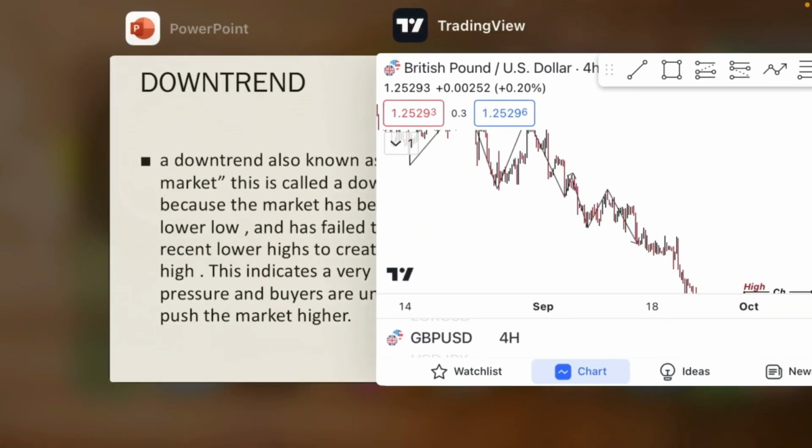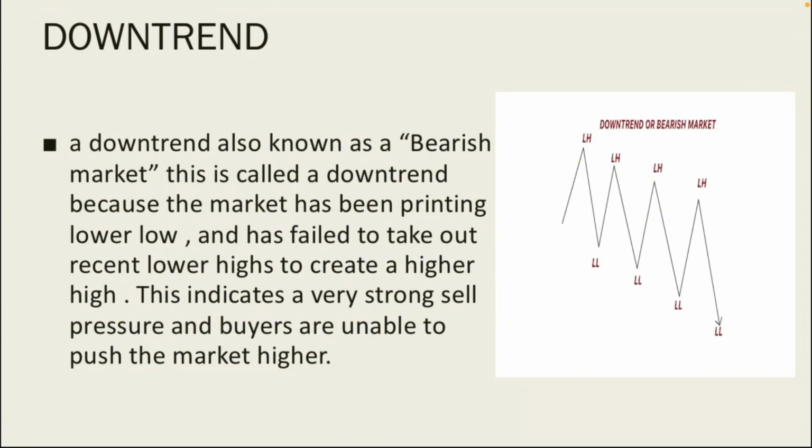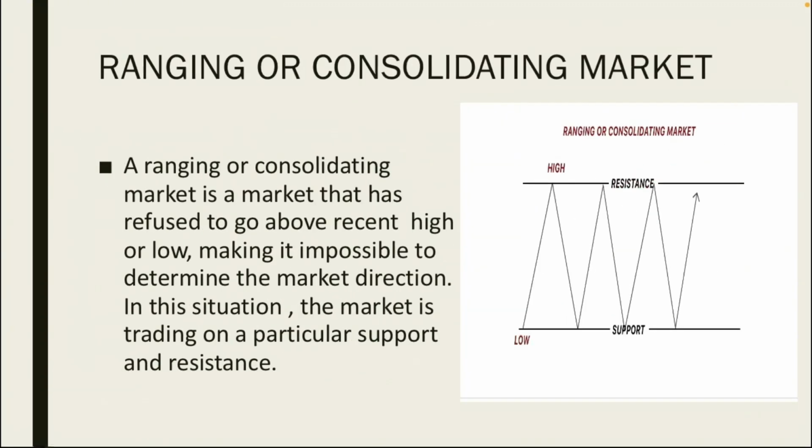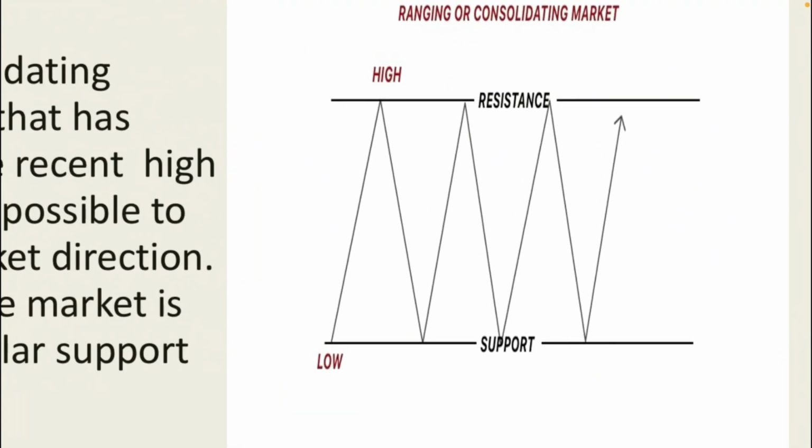Okay, now let's go to the last one. So let's go to a ranging or consolidating market. A ranging or consolidating market is a market that has refused to go above recent high or recent low, making it impossible to determine the market direction. In this situation, the market is trading on a particular support and resistance. Okay, now look at this diagram here. You can see that the market has failed to go above this level and below this level, just ranging in this market.